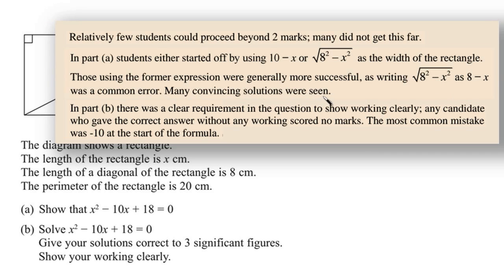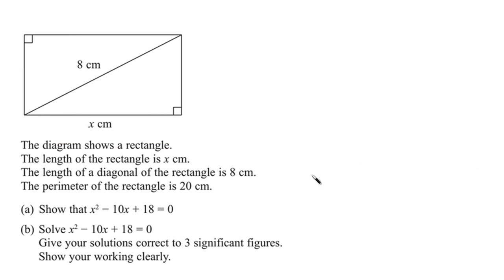Okay. Many convincing solutions were seen though. In part B, there was a clear requirement in the question to show working clearly. But that meant that any candidate who gave the correct answer without any working scored no marks at all. And they say finally the most common mistake was minus 10 at the start of the formula. So those are the examiner's remarks. Okay, let's give it a go.